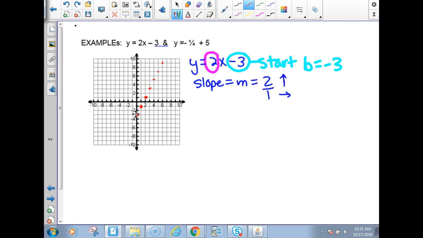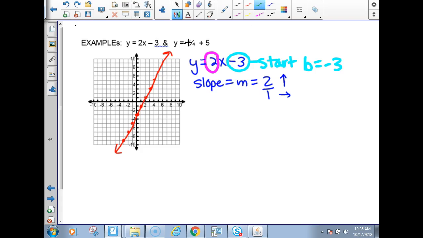How would I reverse that slope to get some more? Well, I go back to my y-intercept, and instead of up right 1, I'm going to go down left 1. And I'm going to keep doing that until I can't do it anymore. And then I draw the line through the points. I'm going to try to hit them. I'm having a little trouble. There we go. And that is that line graph.